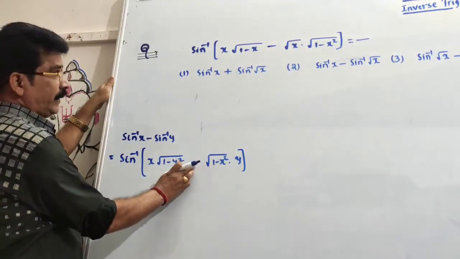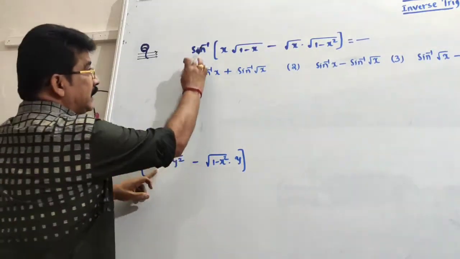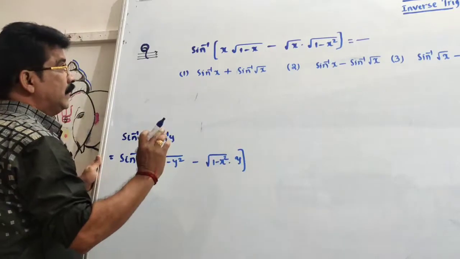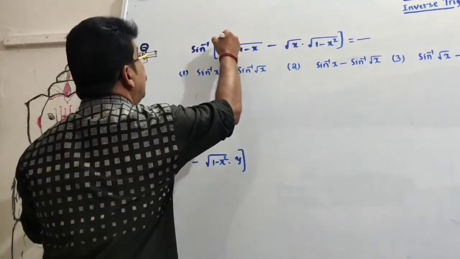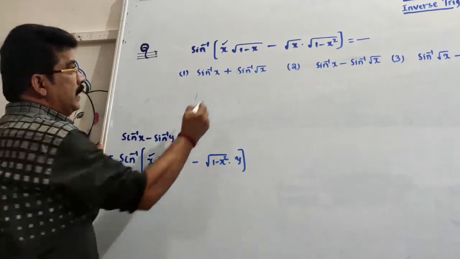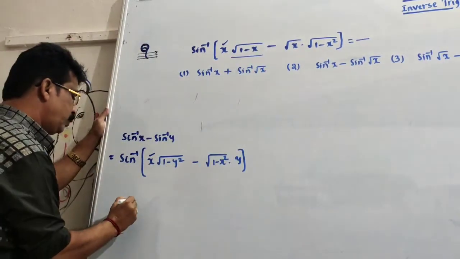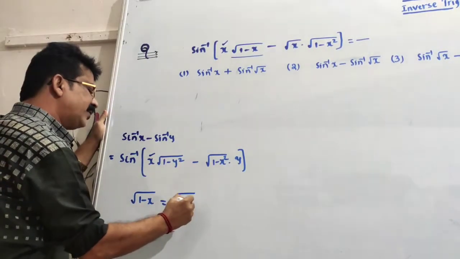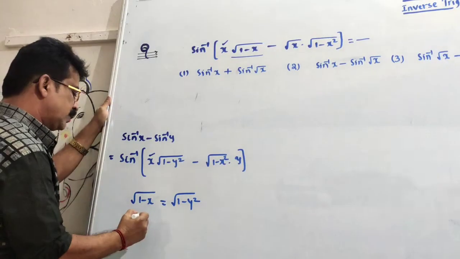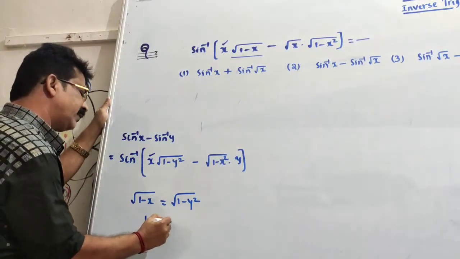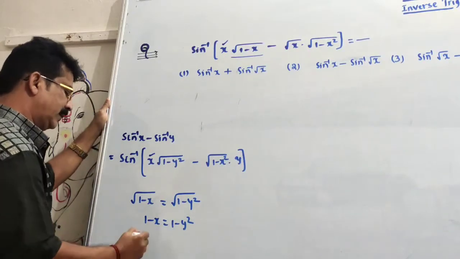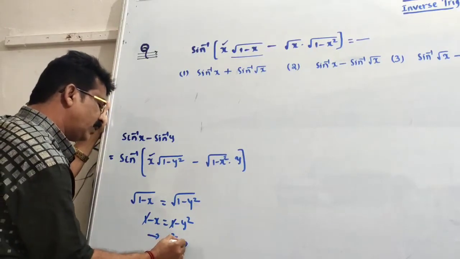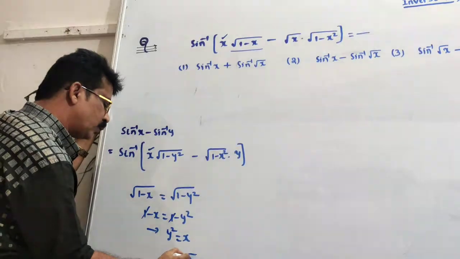Here minus is there. That's why I am comparing the given expression with this sin inverse of something. X is there. Next, instead of root of 1 minus x, there is root of 1 minus y square. So squaring on both sides, it is 1 minus x equal to 1 minus y square. So therefore 1 cancel, minus cancel, y square is equal to x, means y equal to root x.